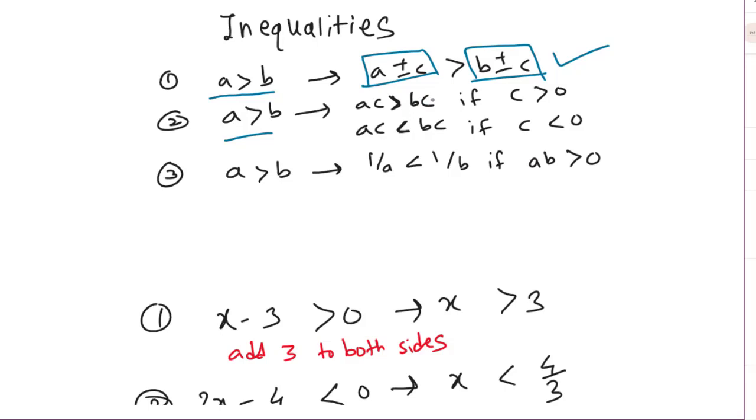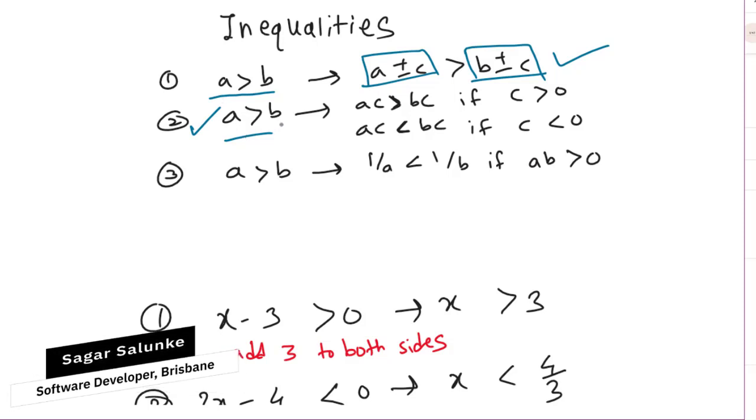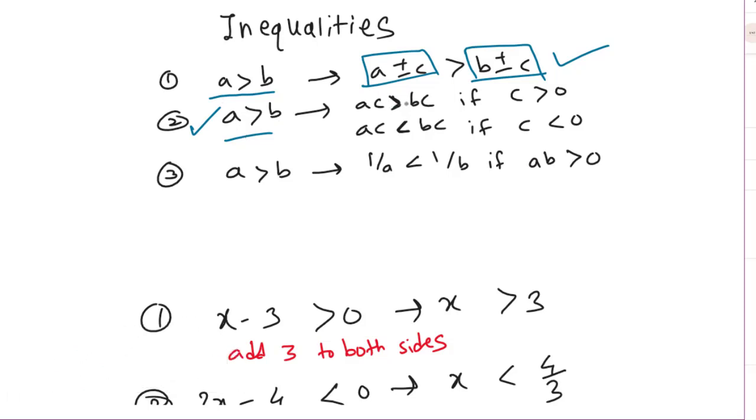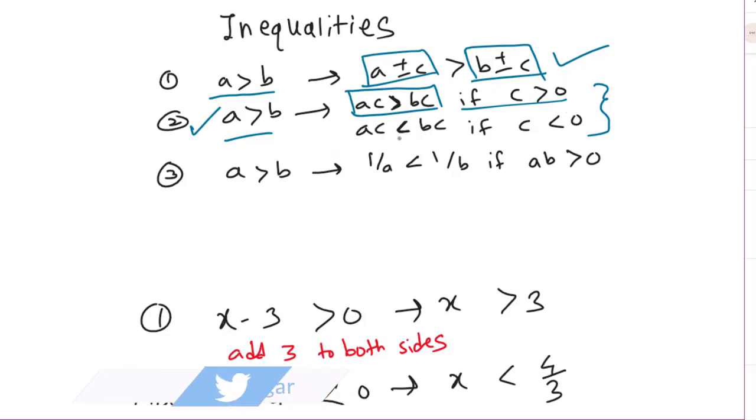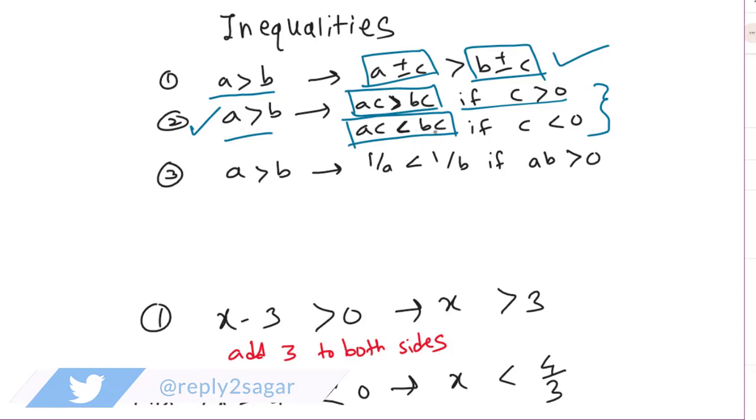If A is greater than B, it doesn't imply that AC is greater than BC. It actually depends upon C's value. If C is positive, then there is no difference in the inequality. AC will be greater than BC. But if C is negative, then the inequality changes. AC becomes less than BC. So it's very important in inequality equations.